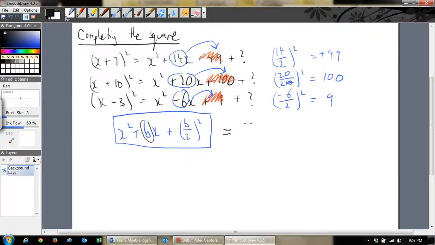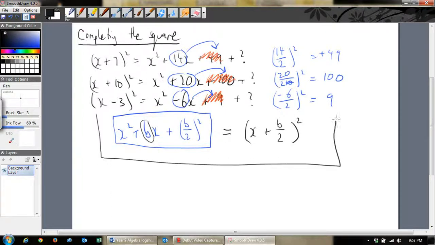And what that will end up looking like once you put it into your brackets and have squared will be x plus. What happened up here, once you created this perfect square, what did that 14 end up being? It ended up being a 7. What did this 20 end up being? It ended up being a 10. So in fact, whatever that b is, it's b over 2 all squared. That's the important guts of completing the square.